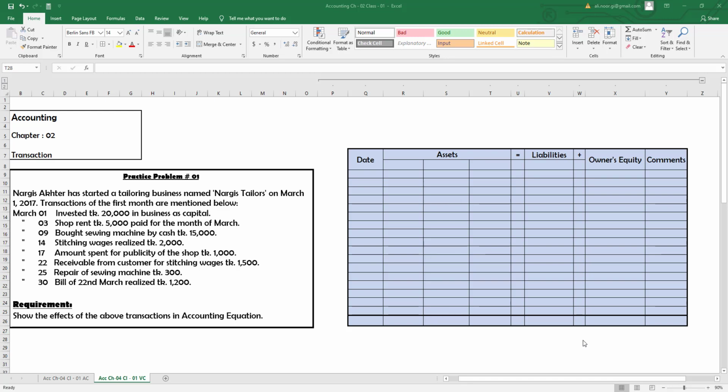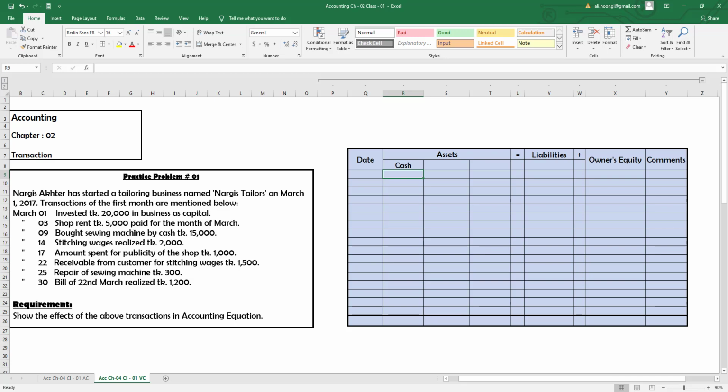Nargis Akhtar has started a tailoring business named Nargis Tailors on March 1, 2017. Transactions of the first month are mentioned below. March 1. Invested Taka 20,000 in business as capital. We know when the owner invests into the business, cash flows into the business. So our first account is cash. So I can write here cash. Then owner's equity is already here, so I do not need to write anything. It is already written.